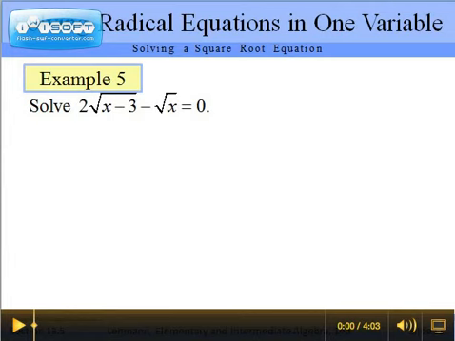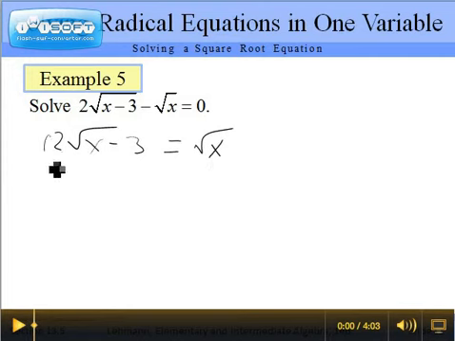Example 5. I want to solve 2 times the square root of x minus 3 minus the square root of x equaling 0. So to solve this, I want to isolate one of the radicals on one side. I usually want to isolate the more complex radical, so I can get rid of that first. So I have 2 times the square root of x minus 3 equaling the square root of x. In this case, isolating one radical basically isolates the other.